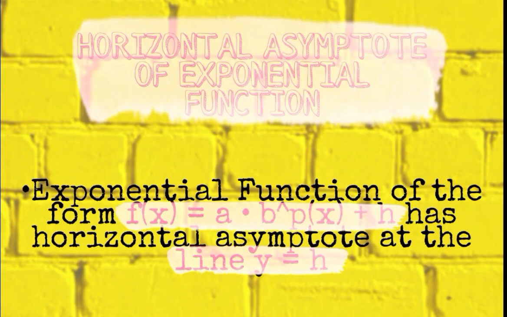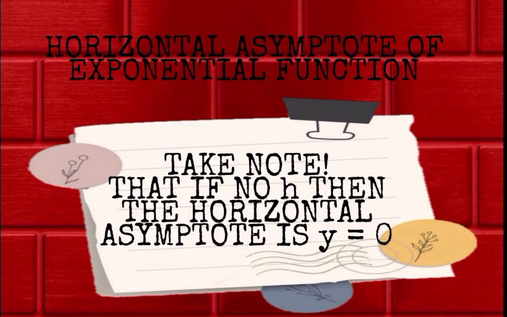Exponential function of the form... How do we read this equation? f(x) is equal to a times b raised to the power of (x + h), which has a horizontal asymptote at the line y equals h. Take note, guys, that if there is no h, then the horizontal asymptote is y equals what? 0. Right. You're right, guys. So, let's proceed to our next slide.